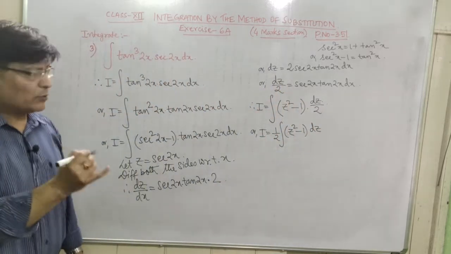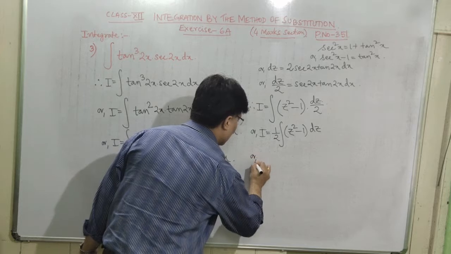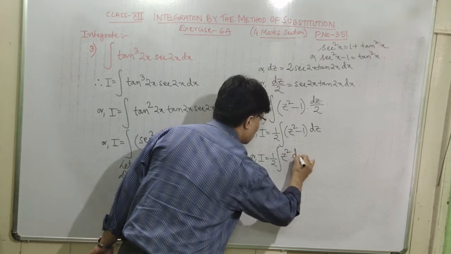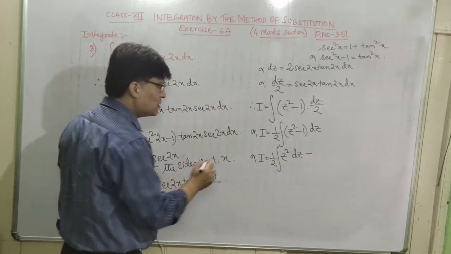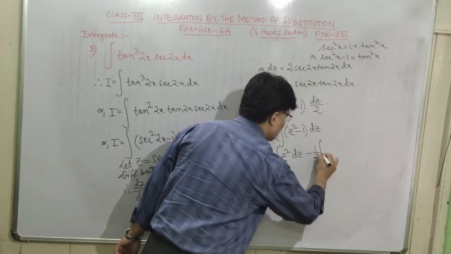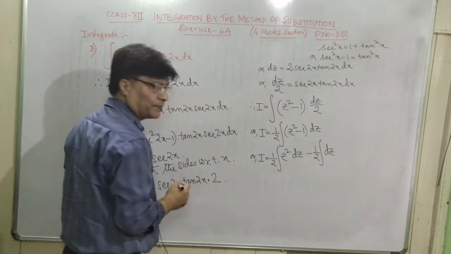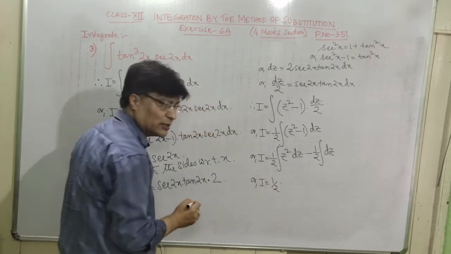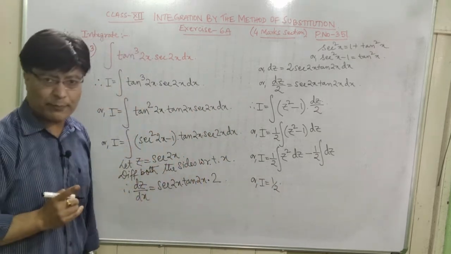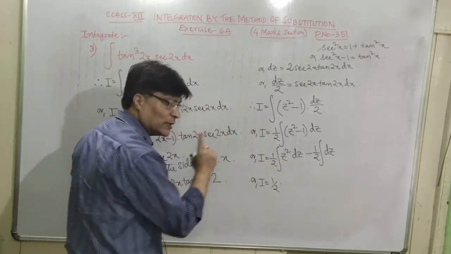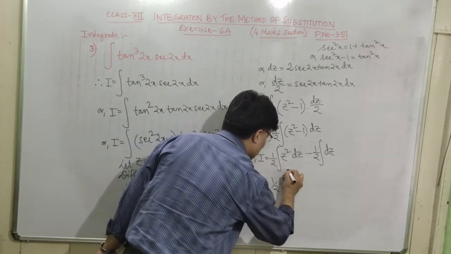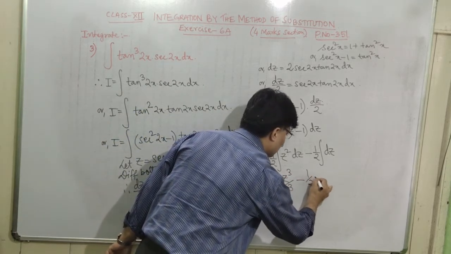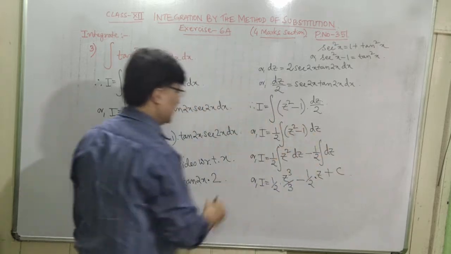So now you can separate the terms. Okay, or I is equal to half integral z square dz minus half integral dz. Okay, so or I is equal to half into, what is integration of z square? This is just like your x to the power n dx. So x to the power n plus 1 divided by n plus 1, but here it is z cube divided by 3, minus half into z plus c.